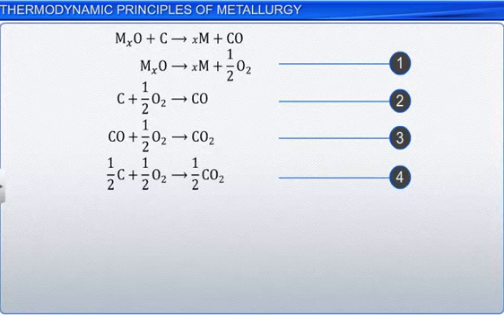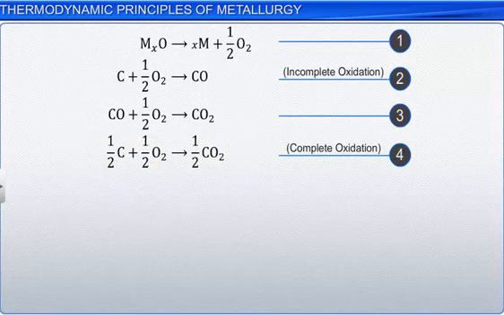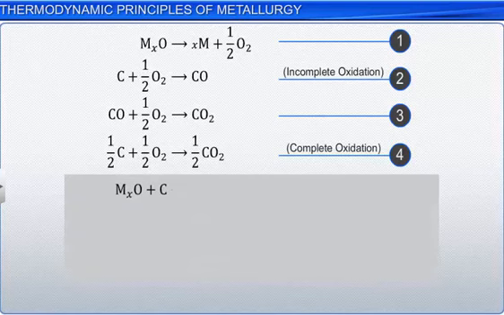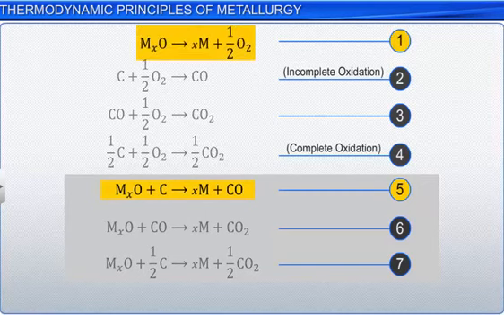The reduction of a metal oxide can thus be represented as MxO plus C gives xM plus CO, or MxO plus CO gives xM plus CO2, or MxO plus half C gives xM plus half CO2. As you can see, overall reaction 5 is the sum of reactions 1 and 2. Reaction 6 is the sum of reactions 1 and 3. And reaction 7 is the sum of reactions 1 and 4.